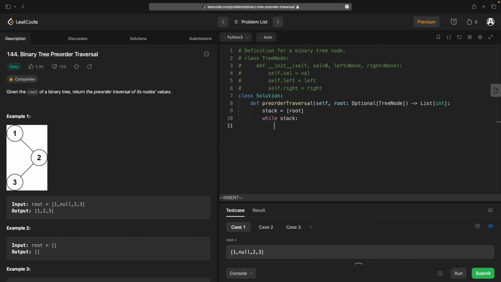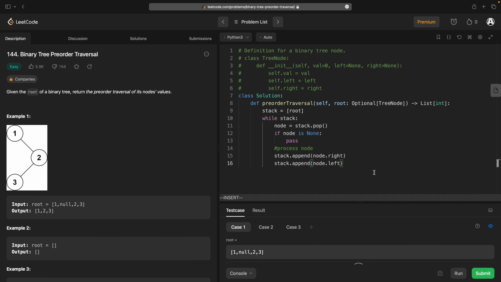While there's things on the stack, node is stack.pop. If node is none, pass. Then we want to do our processing. And then we want to do stack.append node.right, stack.append node.left. Now, this is back to front, seemingly.